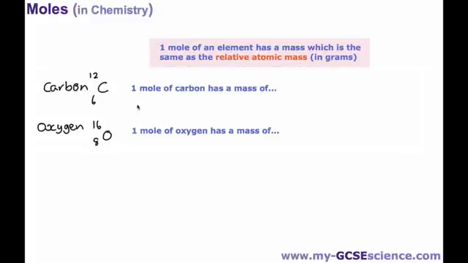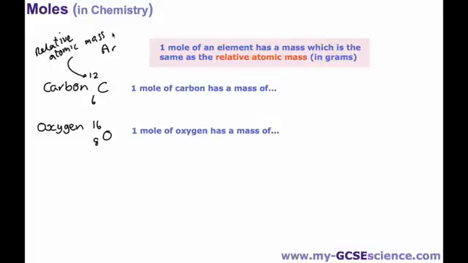If I've got carbon, 1 mole of carbon has a mass which should be the same as the relative atomic mass, and if we look at carbon here, the relative atomic mass is this top number here. That's the relative atomic mass, sometimes written as Ar. If you're not quite sure about this idea of relative atomic mass, I've done a video on it previously which you can look at just to clarify that.